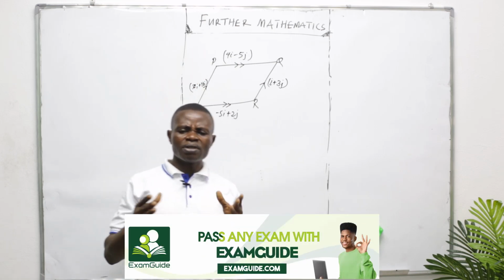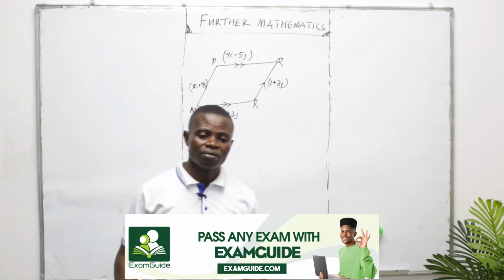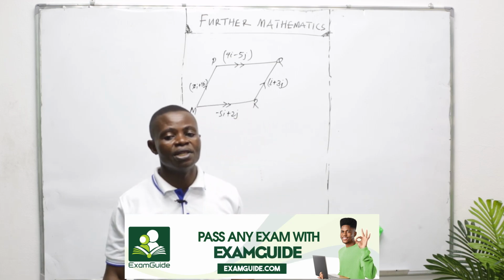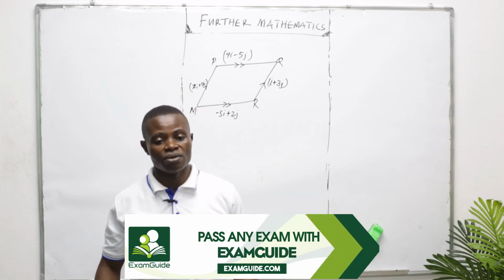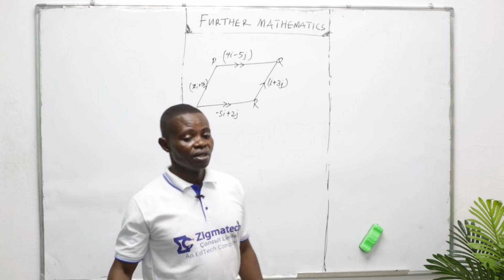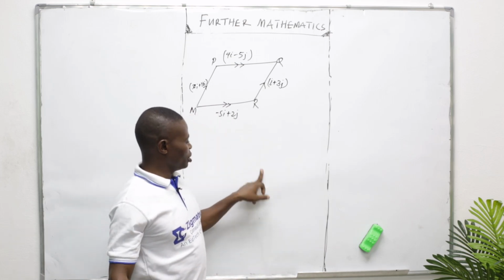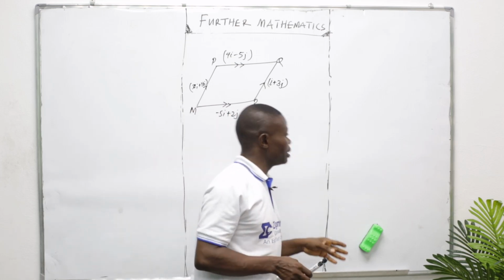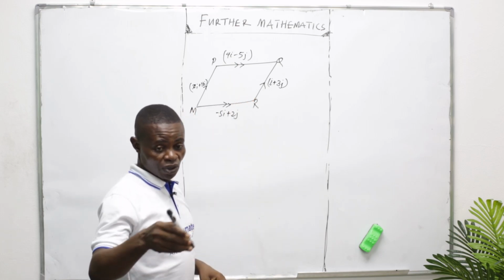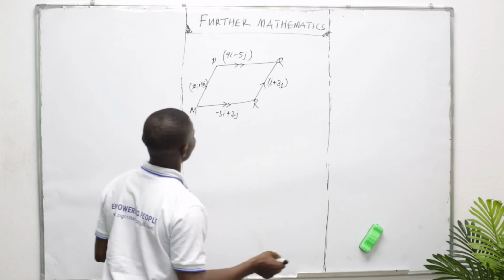Now, there is something I normally tell you people when you are learning: one topic can help you out in the next topic you will do. Just like the midpoint of a line segment. At this point, we are going to use the midpoint of a line segment to settle this vector problem here. I know it's a position vector, but look at what you are looking for.